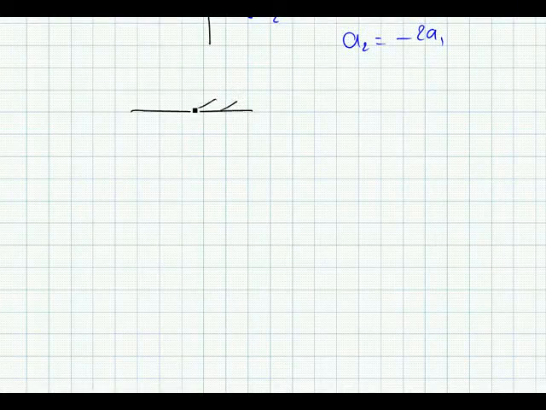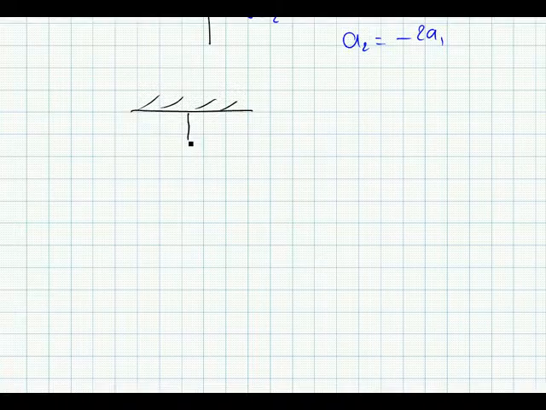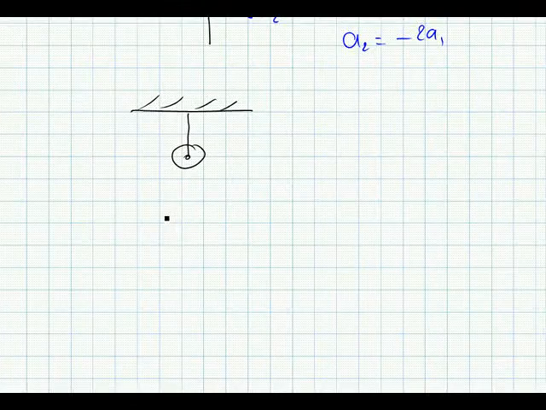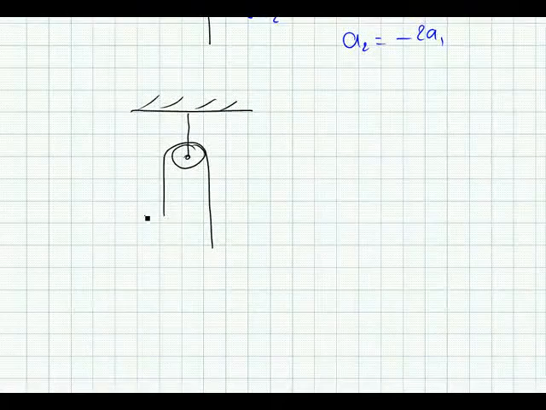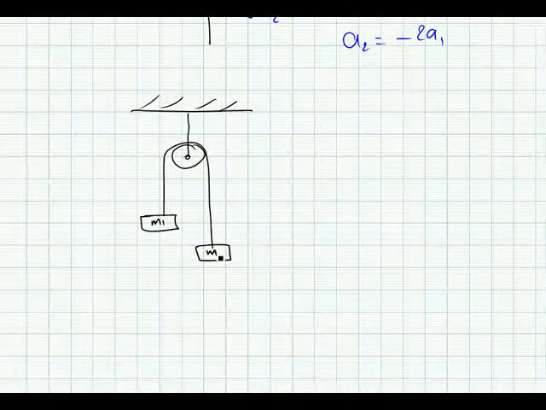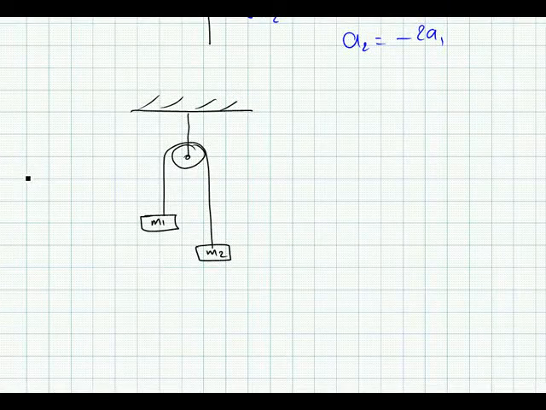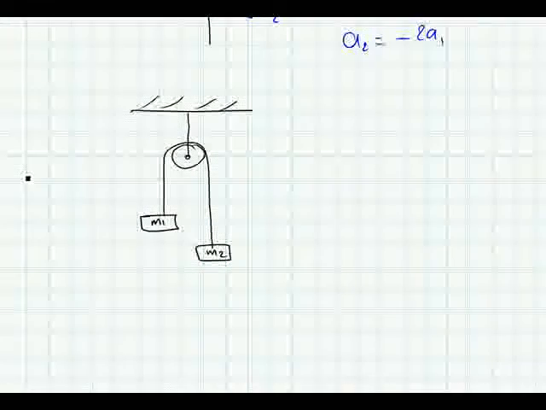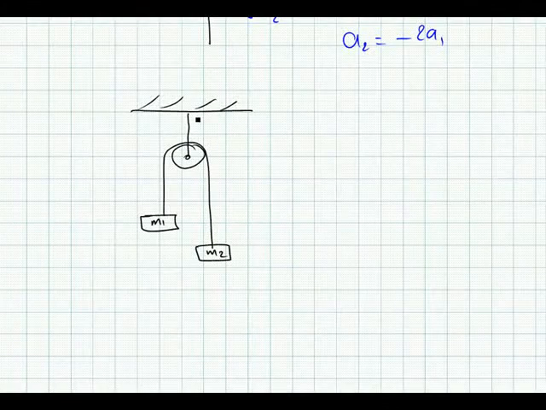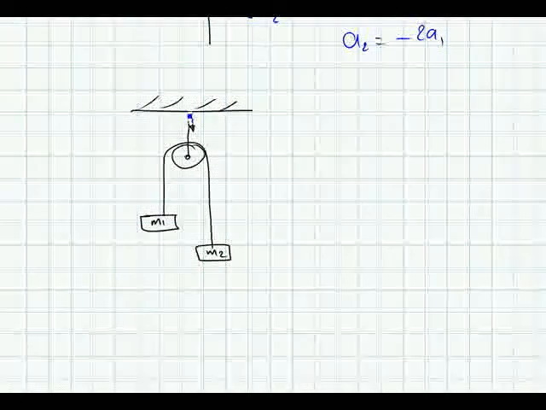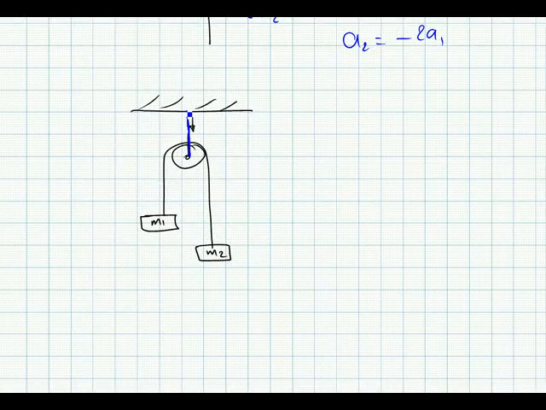Alright, let me ask you this quick question here. Let's say we have a pulley hanging from a ceiling, and then we have two masses, m1 and m2. Actually, I'm going to do three different scenarios. So let us work out what is the tension, what is the force that this blue rope exerts on the ceiling.